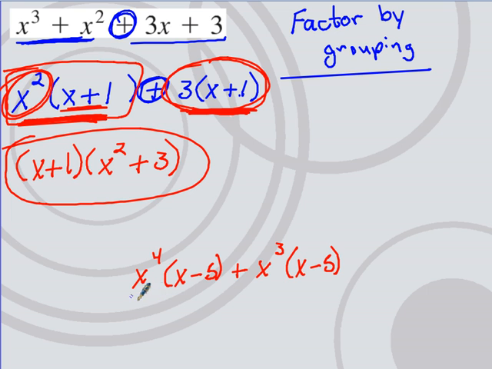Sometimes in these higher math courses, your terms don't just look like 2xy or 3x squared y to the third or something like that. This is a term. The reason this is a single term is it's stuff being multiplied together. Here's your plus sign. That's what splits the terms. And then you've got stuff being multiplied together, x to the third times x minus 5. And we're looking for common terms.